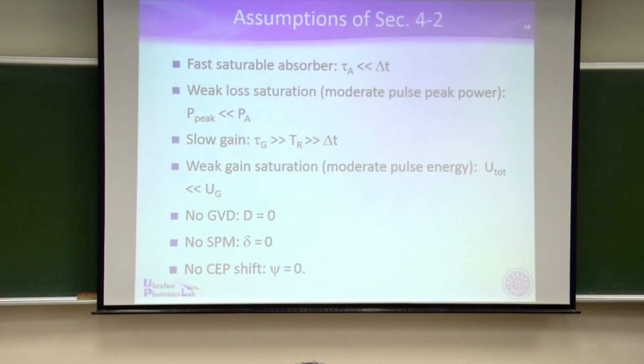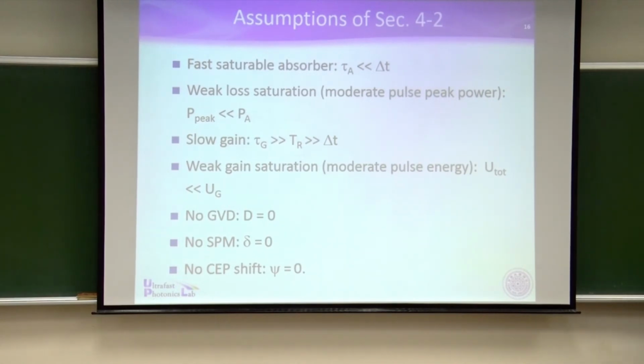So be careful, if in the end your pulse has a very strong peak power, this assumption is violated. Maybe this model is no longer accurate. You have to slightly modify your model further. We also assume the gain is slow. This is usually true. The gain recovering time, tau G, is much longer than T R. T R means repetition period, pulse-to-pulse spacing. Not to mention the single pulse duration, delta T.